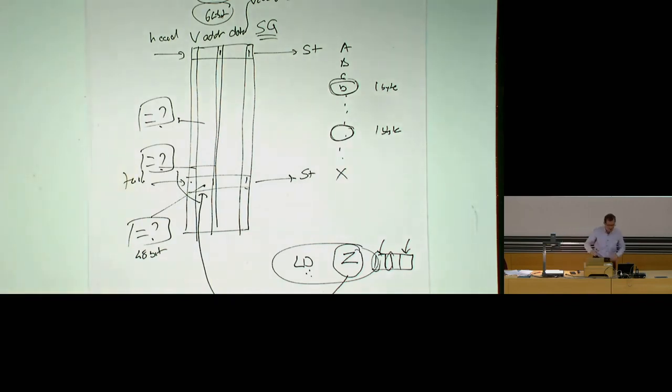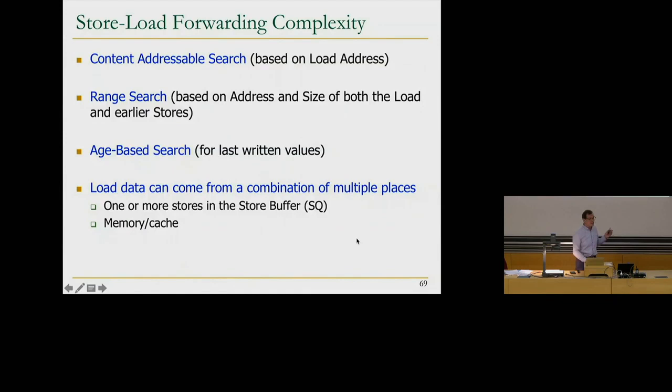Let me actually go back over here. I'm not going to build the complete logic over here, clearly. If you get a chance to build it, for sure. But basically, this is the complexity of the search. It's a content addressable search based on the load address, as I showed you. It's a range search, meaning based on the address and size of both the load and the earlier stores, because you may partially overlap with the address, right?